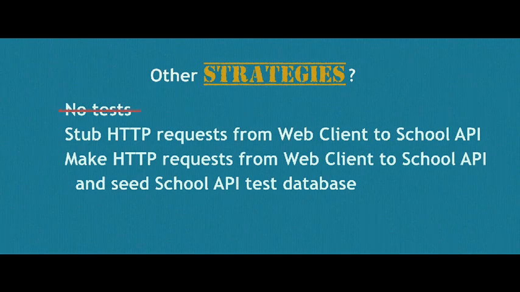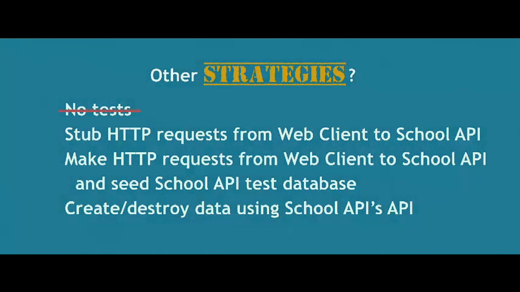We could make HTTP requests from the web client to the school API. If we do that, because we're making an HTTP request from the web client, if the web client said, I need all your students, then there has to be students in the school API test database to return. So we would seed the school API test database. And then lastly, we could create or destroy data in the school API's test database using the school API's RESTful interface. So that gives us options to create, read, update, and delete data.